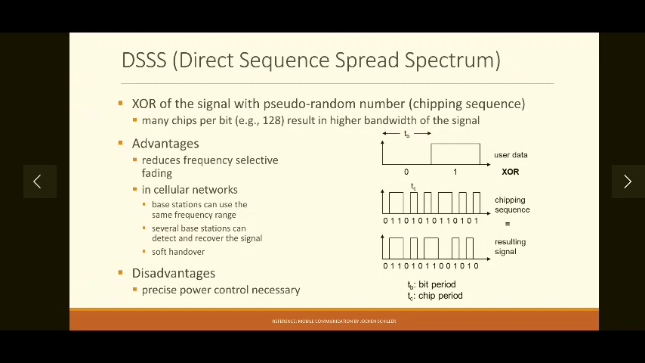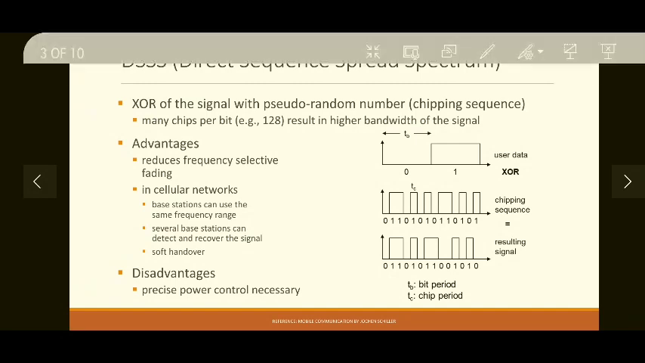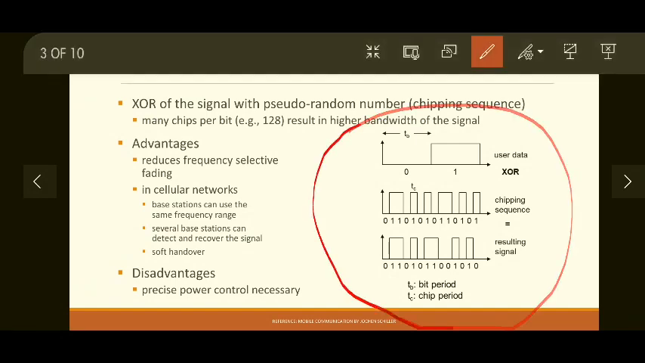In this, the user data is simply XORed with a pseudo-random number, also called a chipping sequence. So consider this diagram. Here you can see user bit data. For example, 2 bits are taken, 0 and 1, and simply XORed with a pseudo-random number or chipping sequence. As we know the XOR operation, let's say 0 is XORed with the first number, that is 0 of the chipping sequence. 0 XOR 0 results in 0. Then 0 XOR 1 results in 1, and so on.